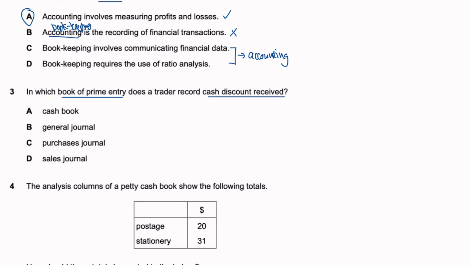Okay, so how do we know? Because here it already gives you a hint, it's relating to cash, so immediately we know it's the cash book. And when you say discount received, it's also in the cash book because remember there are 3 columns in the cash book. For example, on the debit side there are first discount allowed, and then you go to bank, cash, and the same on the credit side you have discount received, bank and cash. So A is the correct answer.